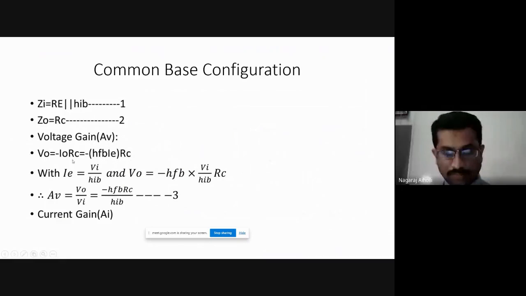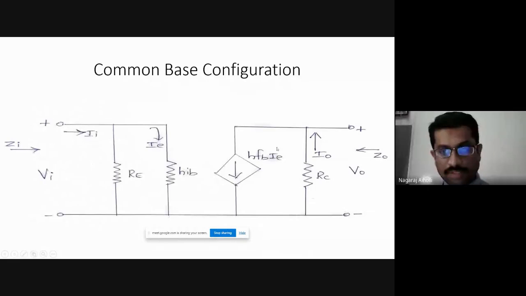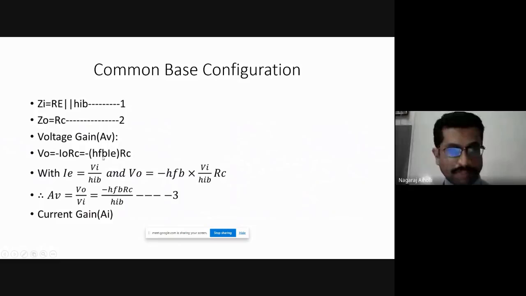Then what is I naught? I naught is nothing but HFB into IB. There is no resistance in between here, so I naught is nothing but the current HFB IB. It is the same current I naught flowing through the controlled current source. Wherever it is I naught, replace it by HFB IB. Therefore, V naught is equal to minus HFB IB into RC.